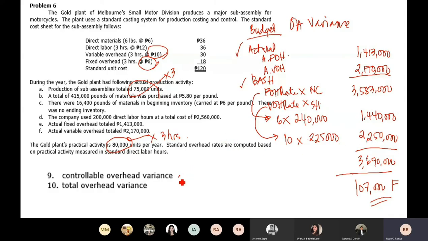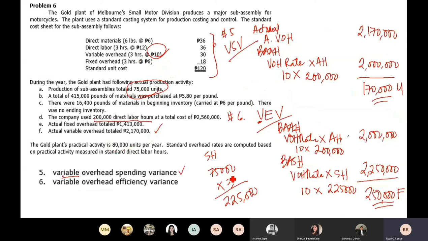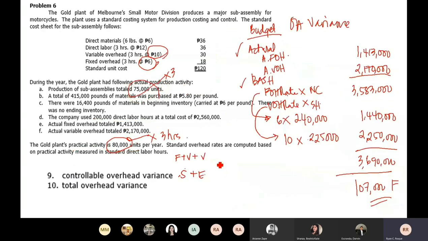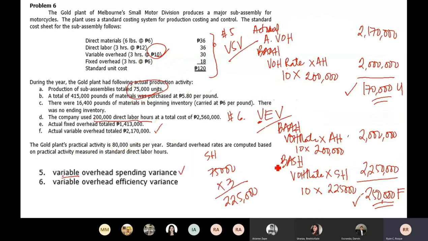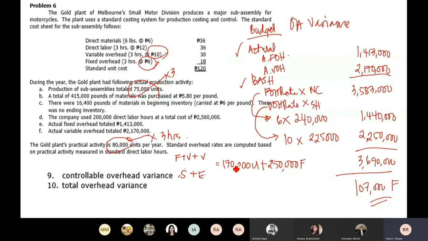Another way of computing this one is, di ba remember, ang controllable ay pinagsamang spending plus efficiency. Ang spending, naka-breakdown lang kanina sa fixed at variable. Itong efficiency natin kanina, variable efficiency lang. Kaya, pag pinagsama-sama natin, yung mga sagot natin kanina, so variable spending and variable efficiency, na ito po, 170,000 U, 250,000 F, sulat lang natin. So that would be 170,000 unfavorable plus 250,000 favorable, yung variable efficiency natin.